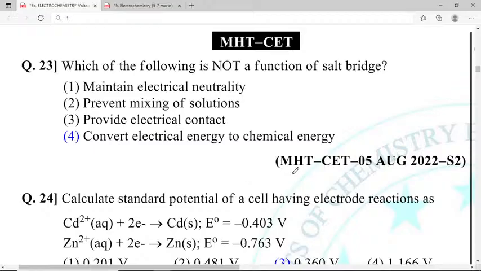Which of the following is not a function of the salt bridge? Maintain electrical neutrality, correct. Prevent mixing of solutions, correct. Provide electrical contact, correct. Convert electrical energy to chemical, no. Okay, got it?